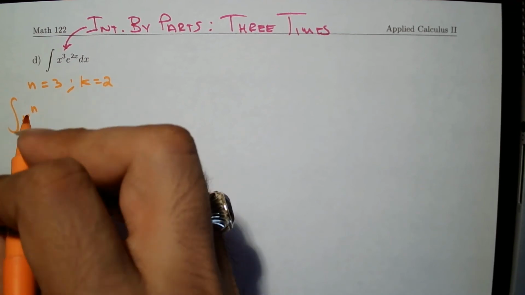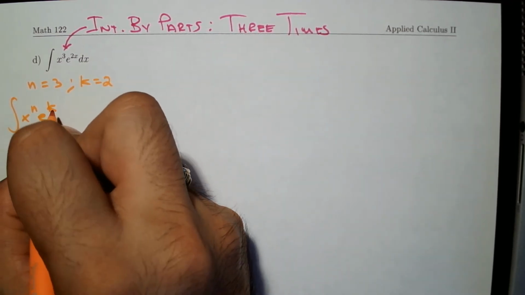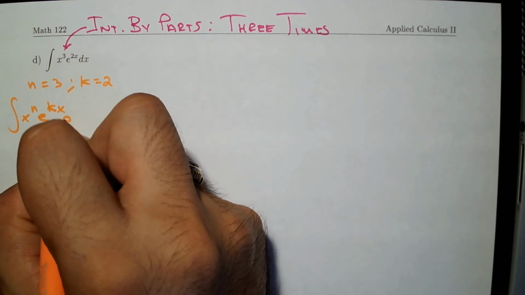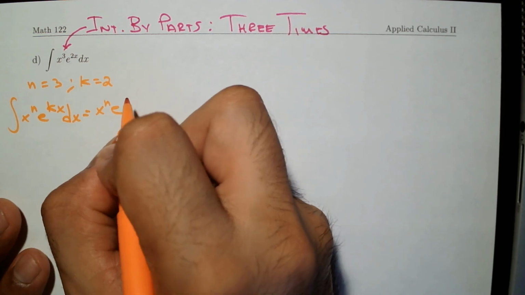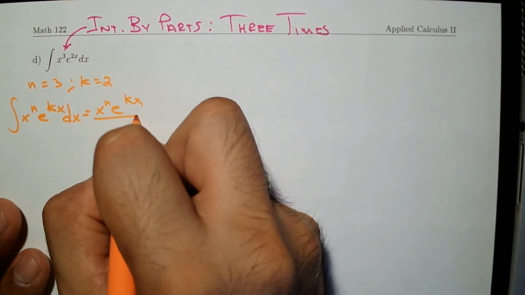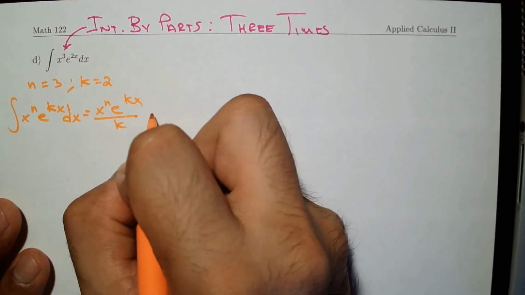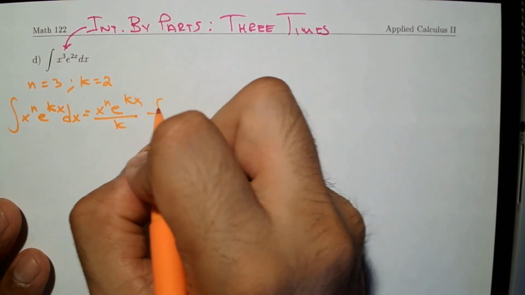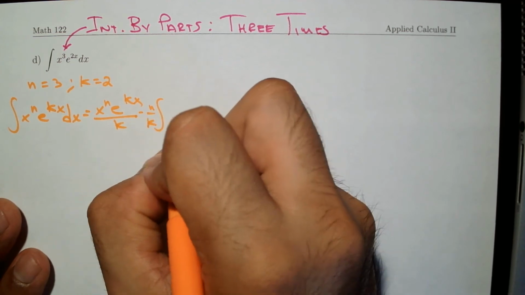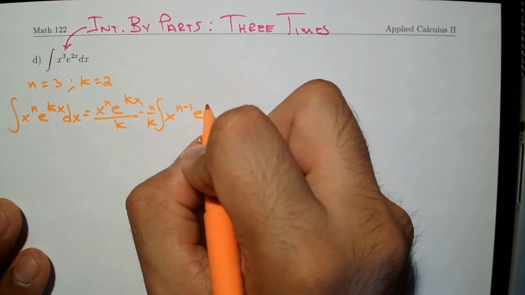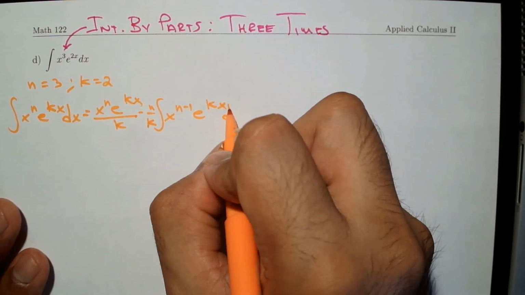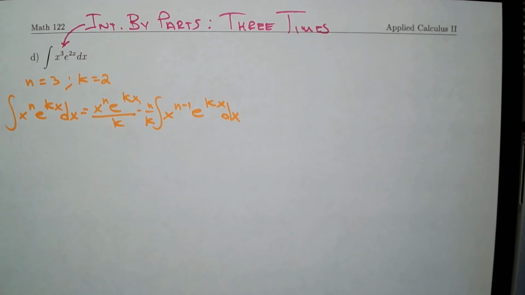Integral of x to the n e to the kx dx equals x to the n e to the kx divided by k minus the integral, minus n over k, integral of x to the n minus 1 e to the kx dx. So that's the formula that we are going to use. This way I don't have to put the page every time. Okay, so let's go ahead and do that.